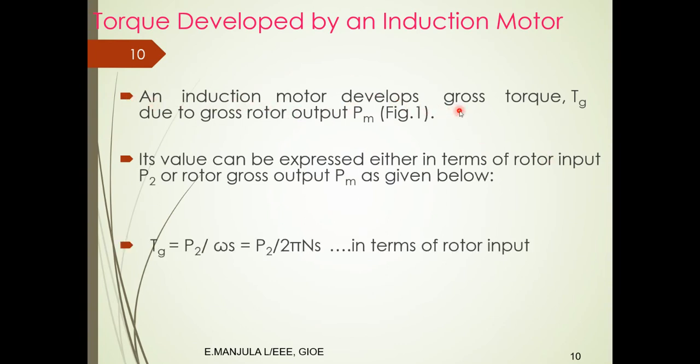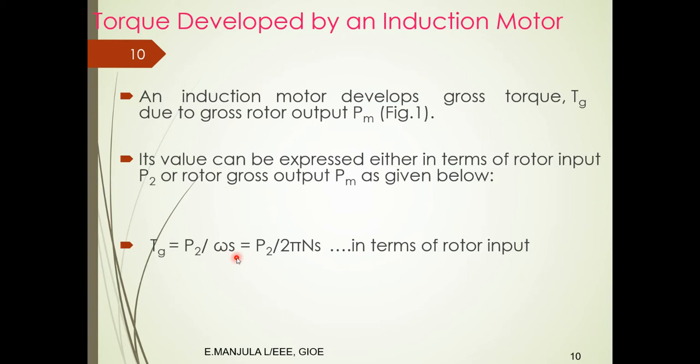So an induction motor develops gross torque Tg due to the gross rotor output Pm. Its value can be expressed either in terms of rotor input P2 or rotor gross output Pm, as shown below. So we know that torque Tg is equal to P2 divided by omega s.